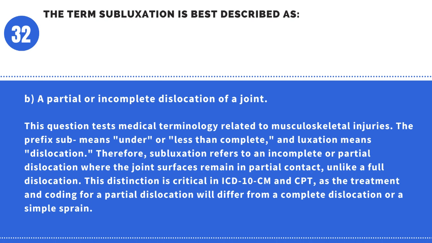This question tests medical terminology related to musculoskeletal injuries. The prefix sub means under or less than complete, and luxation means dislocation. Therefore, subluxation refers to an incomplete or partial dislocation where the joint surfaces remain in partial contact, unlike a full dislocation. This distinction is critical in ICD-10-CM and CPT, as the treatment and coding for a partial dislocation will differ from a complete dislocation or a simple sprain.